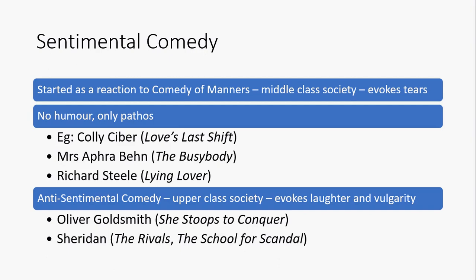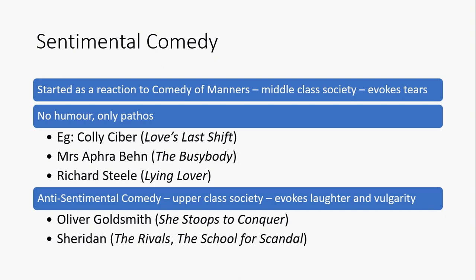What we only see is pathos. Pathos is the evocation of feelings of sorrow or sadness. So though it is termed comedy, we do not find humor, we do not find laughter. There is a lot of sentimental outburst of emotions, a lot of crying, going on in these plays. Three examples are given there on your screens: Colley Cibber's Love's Last Shift, Aphra Behn's Busybody, and Richard Steele's Lying Lover.